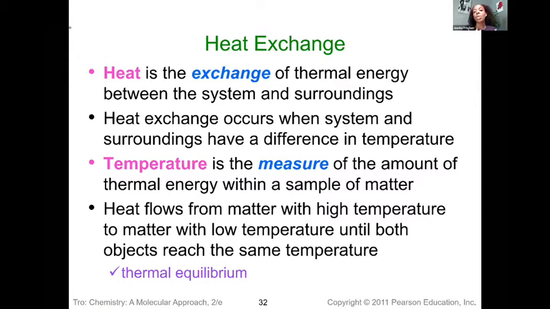Remember, heat exchange is going to happen whenever there's some difference in temperature between the two. Heat is an example of kinetic energy, which means it's constantly in motion. And so temperature is the measure of the amount of thermal energy within a sample of matter. So it's important to remember that heat is going to flow from matter with high temperature to matter with lower temperature until they both reach some type of equilibrium between those two temperatures.